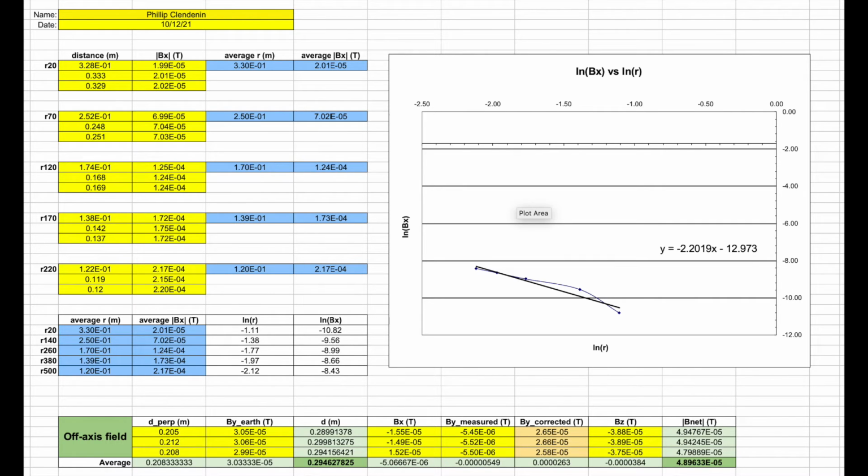Before we continue on, this is my spreadsheet that corresponded to the lab. The measurements on the left side of the sheet correspond to the on-axis measurements, while the measurements on the bottom half are related to the perpendicular or off-axis measurements.